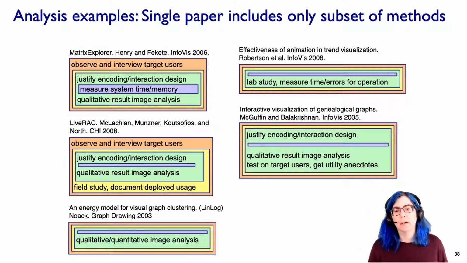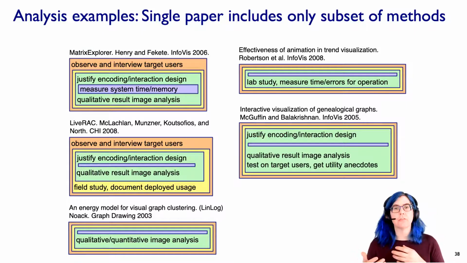Another example, in Michael McGuffin and Ravin Balakrishnan's interactive visualization of genealogical graphs paper, they did not try to do anything like a field study, but they had a very careful justification of their idiom design and a discussion of a great deal of alternatives and why they were or were not suitable. They also had the qualitative analysis of results images, and they did do a preliminary test on human subjects where they got domain experts to use it, and they got some anecdotal evidence of its utility from that small set of users as evidence towards the idea that a particular kind of user, the target users, which in this case were genealogists, could use the system and find the data they needed from that visual representation.